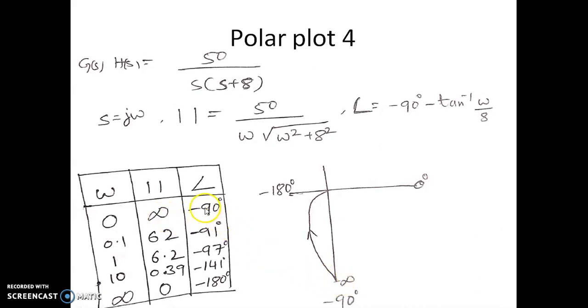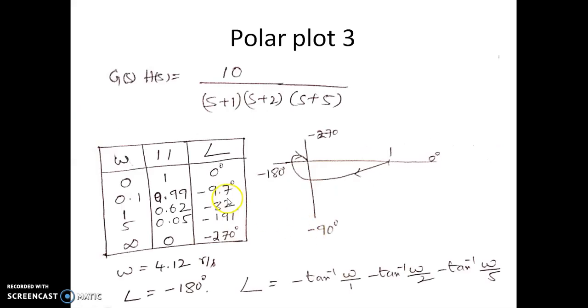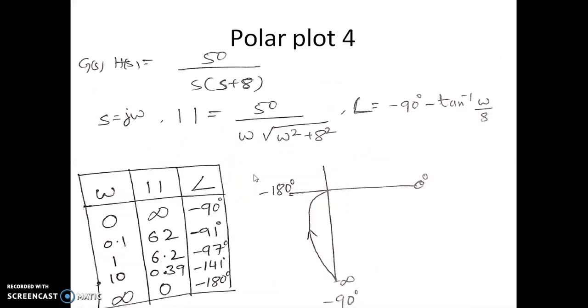Since it is -90 to -180, it will be in the third quadrant. So this is first, second, third. So the plot always changes in the third quadrant. Whereas in the previous case, since the phase was varying from 0 to -270, it was in the fourth quadrant, the third quadrant, as well as it entered the second quadrant. So depending on what the phase angle is, it takes the quadrants of your plane.